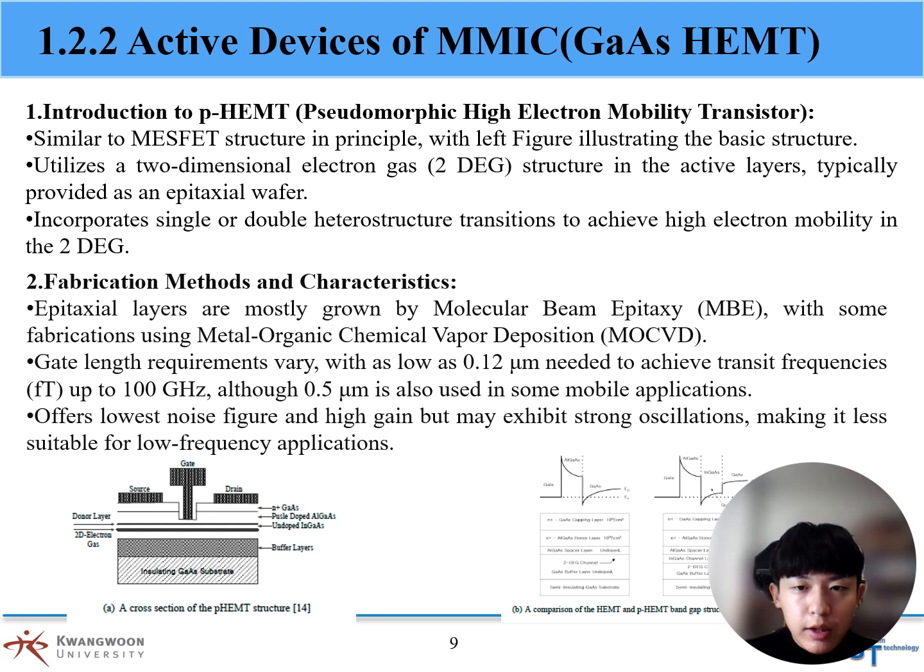This part is the GaAs HEMT. The left figure already shows the basic structure. It utilizes a two-dimensional electron gas structure in the active layers, typically provided as an epitaxial wafer. It incorporates single or double heterostructure transitions to achieve high electron mobility in the 2D gas. And epitaxial layers are mostly grown by MBE, with some MOCVD.